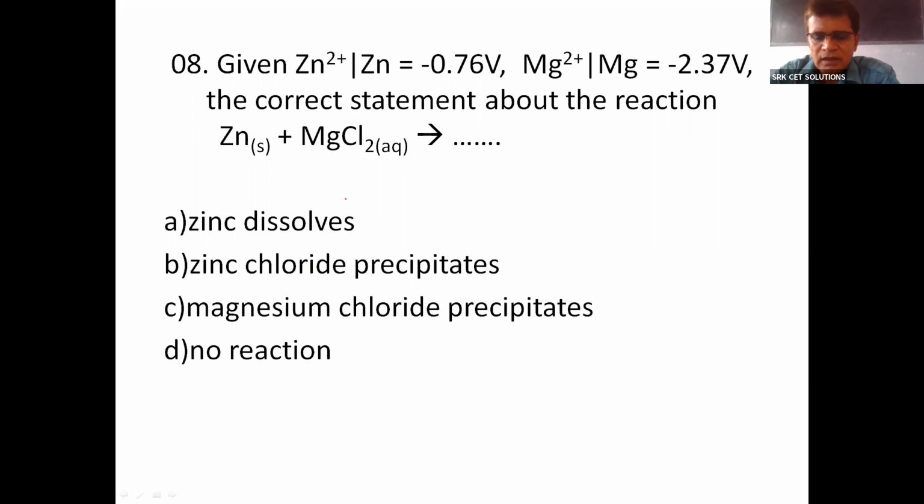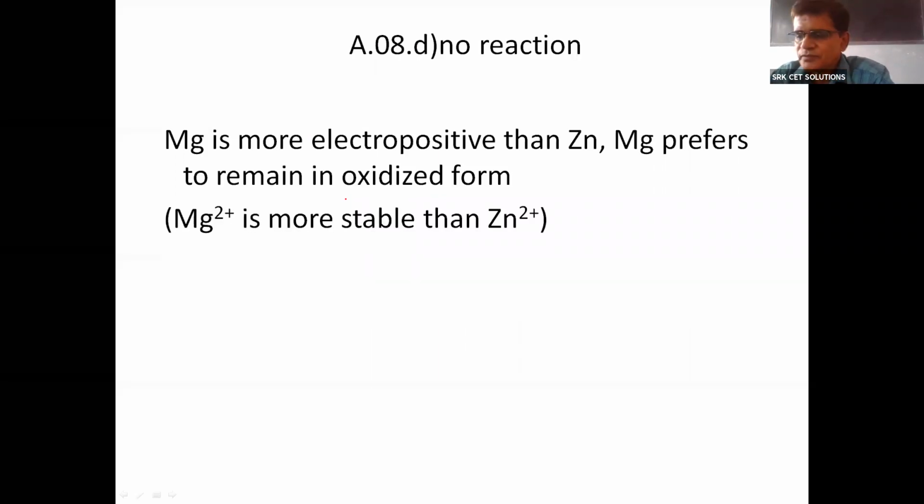So let us see the answer. Yes. Mg is more electropositive than zinc. If the SRP value is less, it is more electropositive, so magnesium prefers to remain in the oxidized form. Zinc has to remain as zinc. That is no reaction.